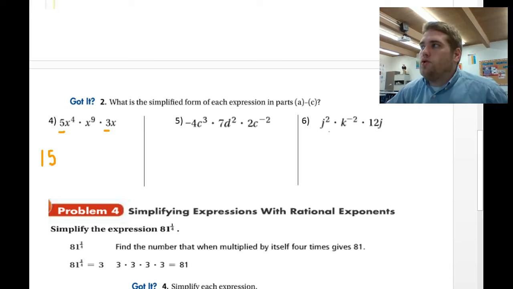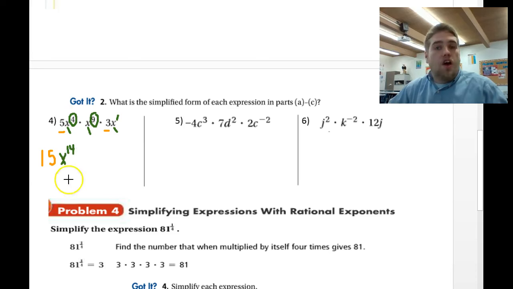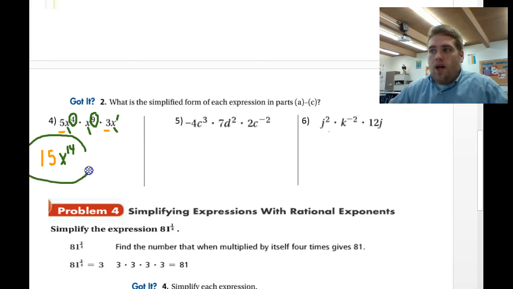Now I want to do, let's do this color. So let's make sure all of our bases are the same. So I have X, and I have X. So since all my bases are the same, I can add all 3 of those together. So I have X to the 4th, to the 9th, and to the 1st. So 4 plus 9 plus 1 gives me 14. Nothing's negative about that, so I am good to go. And that's my final answer.